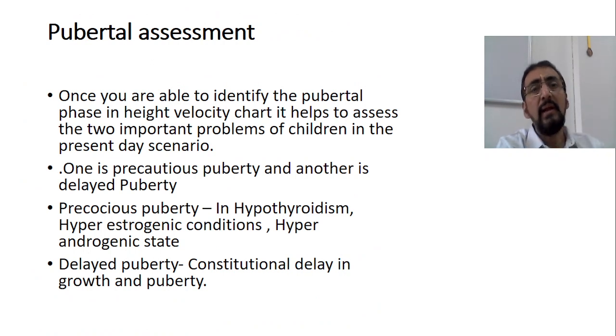Now come to the pubertal assessment. Once you are able to identify the pubertal phase in the height velocity chart, it helps to assess the two important problems in children in the present day scenario. What is that? One is precocious puberty and another is delayed puberty. This is very common nowadays. Therefore, this is very important.